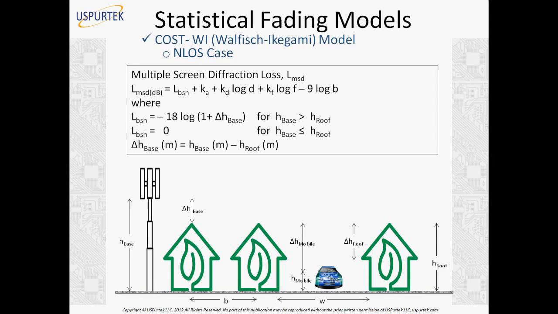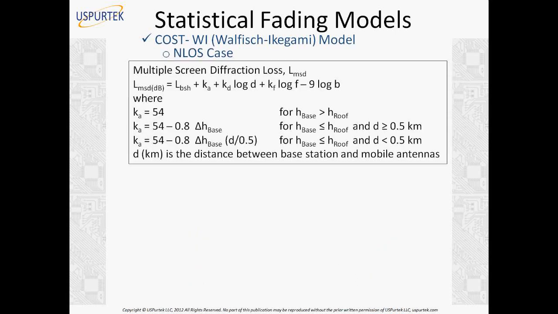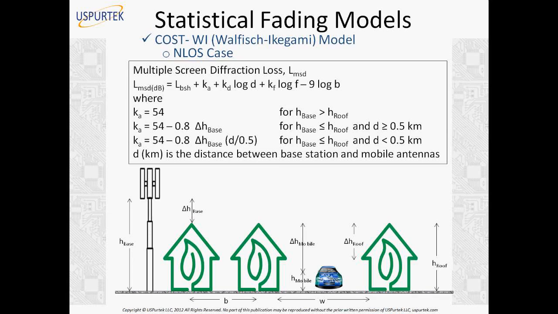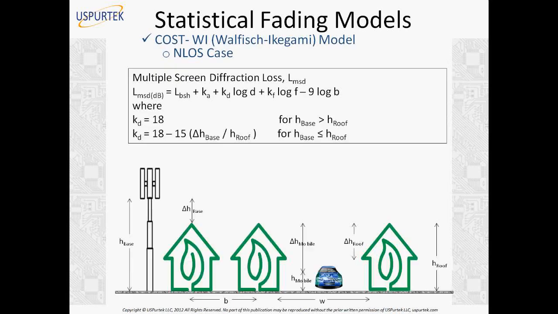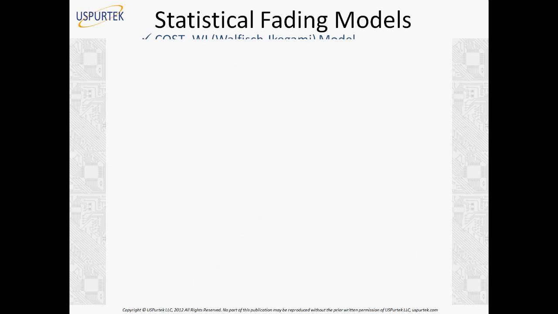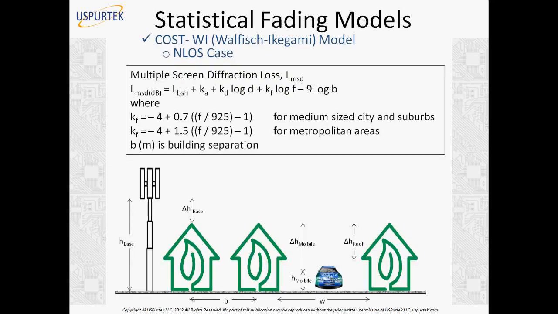So this is your multiple screen diffraction loss, or multiple wall diffraction loss, or multiple building diffraction loss. Here you enter the parameter B, which is the separation between the buildings. You have the frequency and other factors, Ka, Kd, and Kf, which are defined in other slides. This is Ka; you can calculate the values of Ka from here. You have Kd over here. When you get the slides, you can work on these whenever you need to calculate a link budget for, let's say, a picocell. We'll walk through one example here.